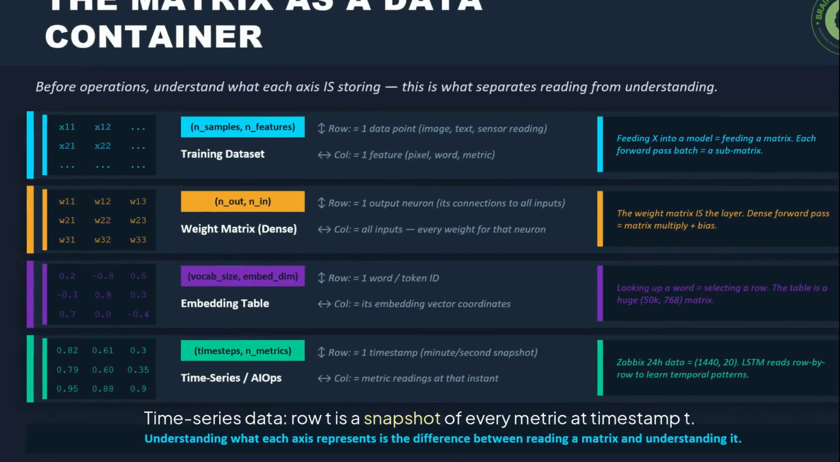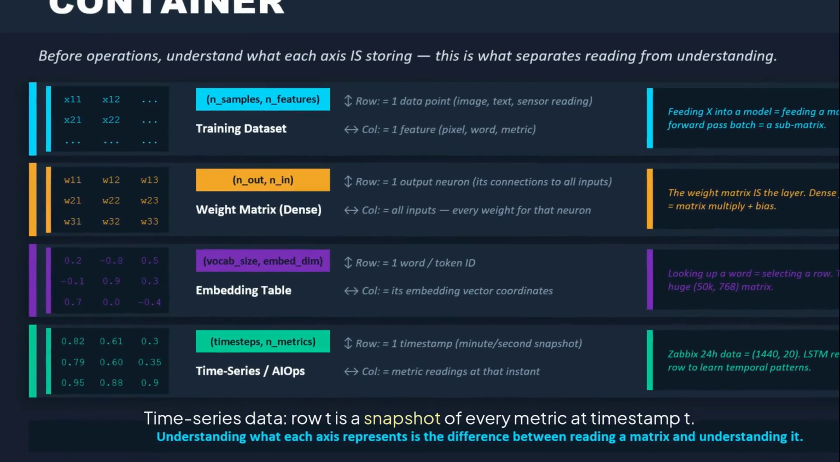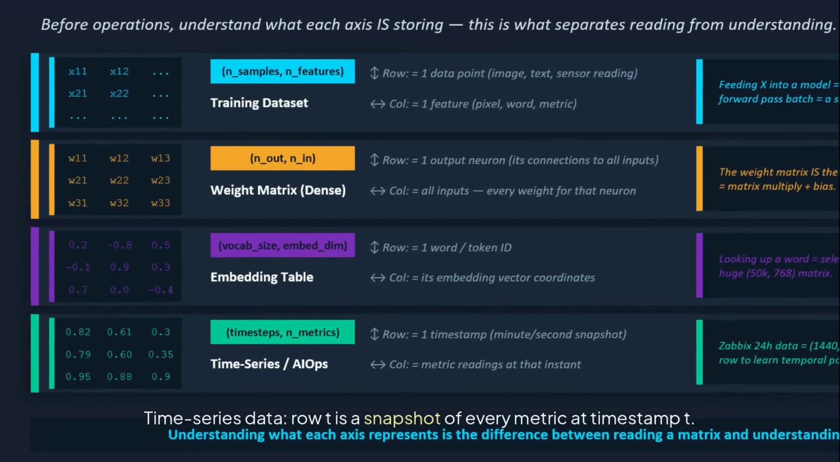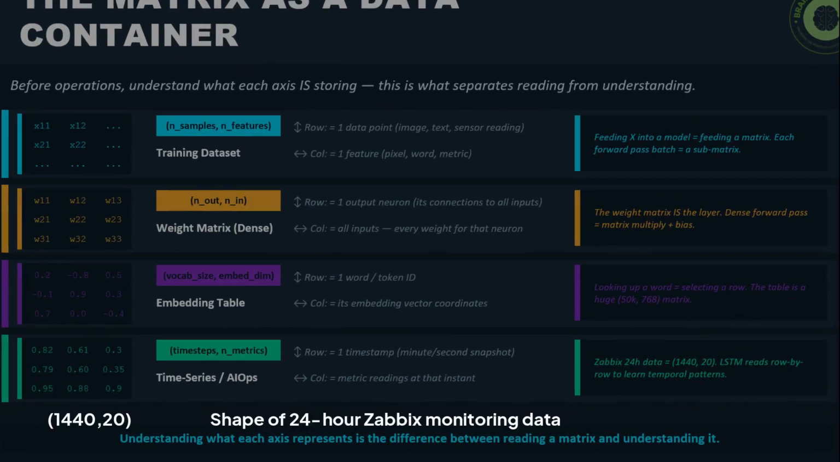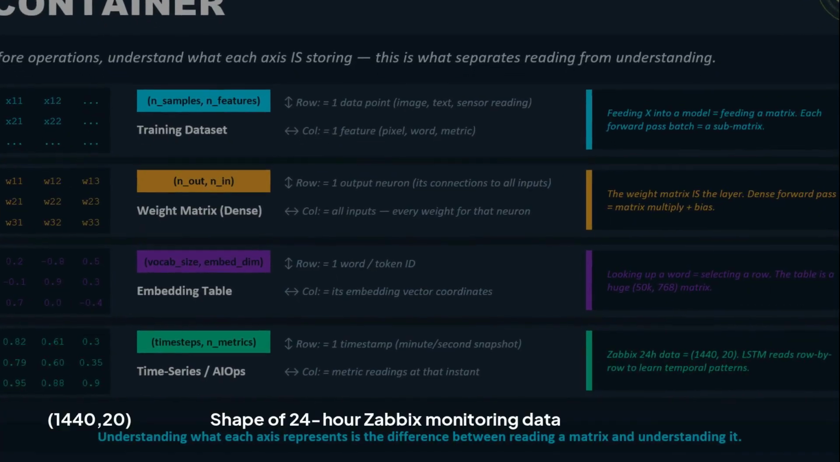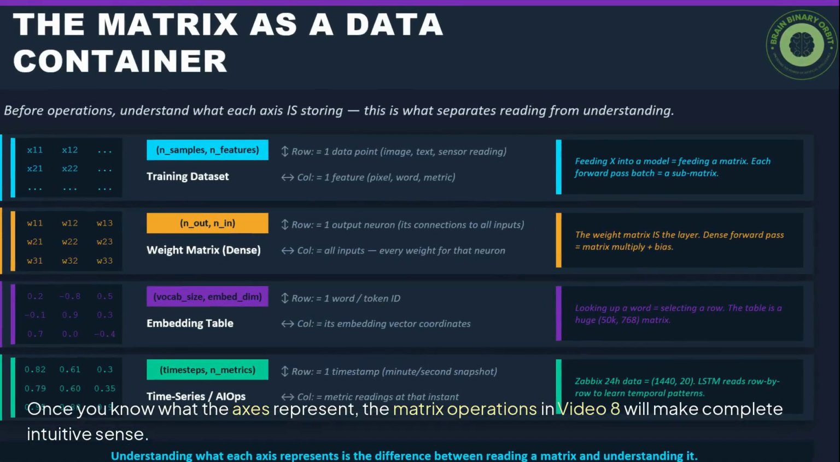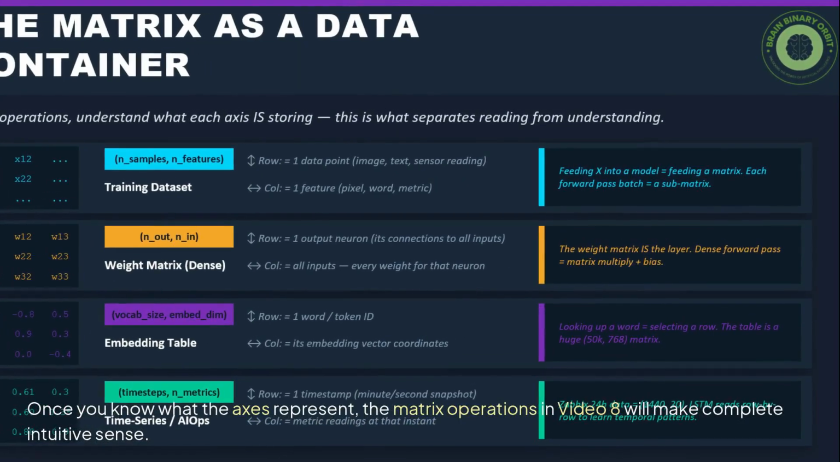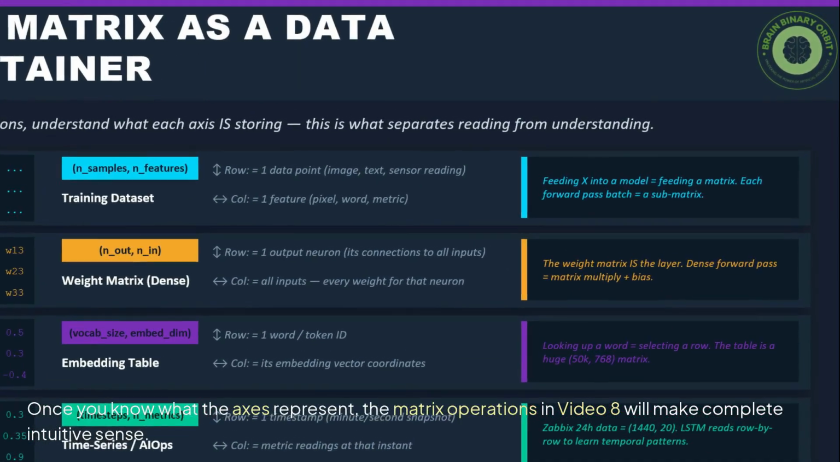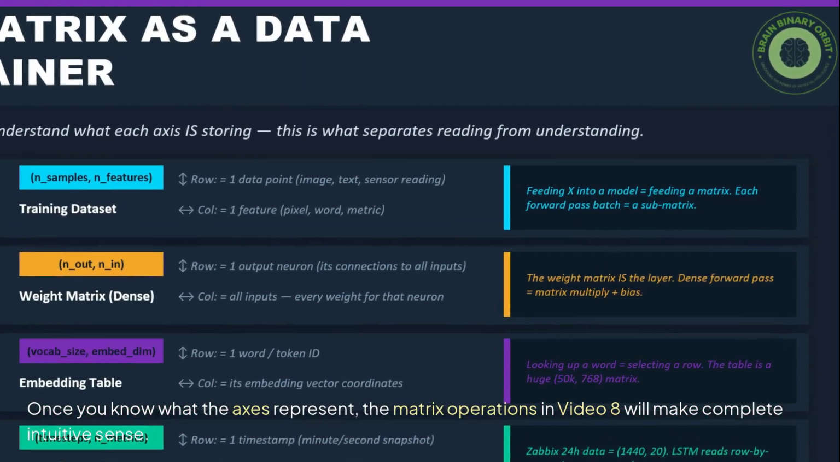Time series data. Row t is a snapshot of every metric at timestamp t. Your Zabbix 24-hour monitoring data is a 1440 by 20 matrix. Once you know what the axes represent, the matrix operations in Video 8 will make complete intuitive sense.